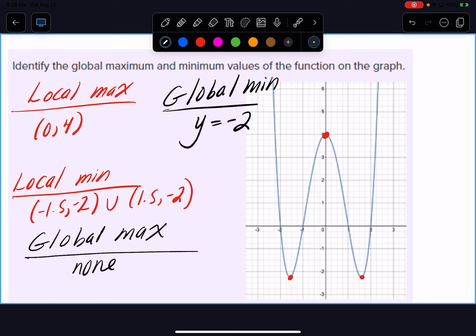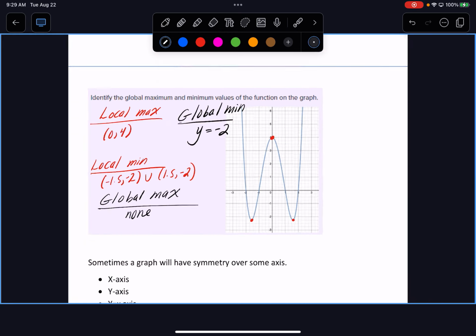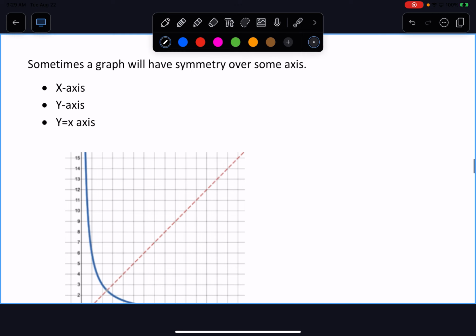What are your questions on this? Okay, cool. And those are also turning points. Very, very good. All right, so sometimes they're just going to ask you, what does this graph have symmetry over? Symmetry means it's perfectly symmetric over some axis.